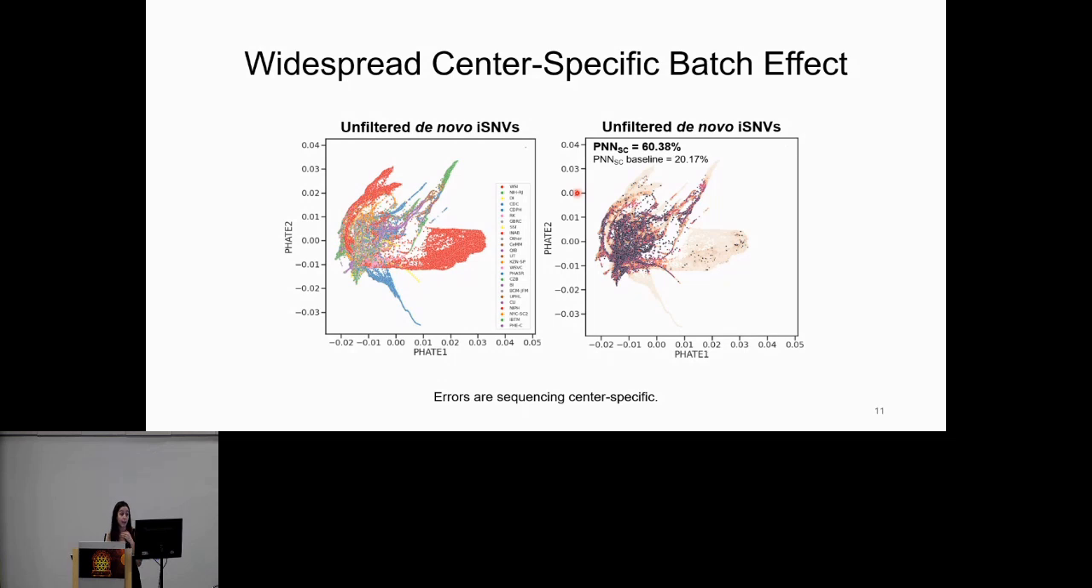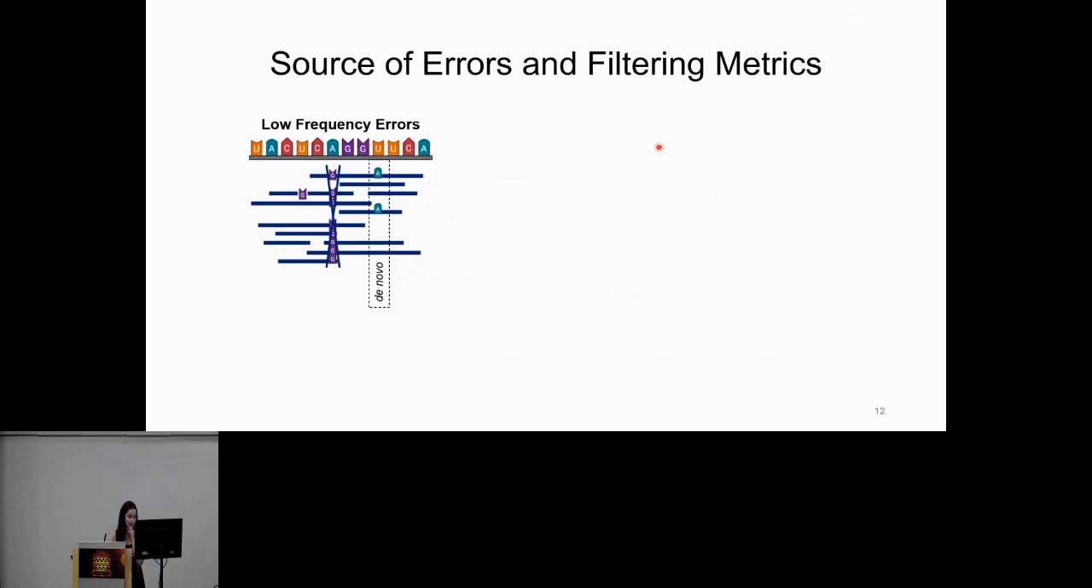And we can see that it clusters. We can measure that it clusters by sequencing center at 63%. This shows a widespread sequencing center batch effect, and shows that errors are sequencing center specific. So we sought to identify the source of these errors and fix them.